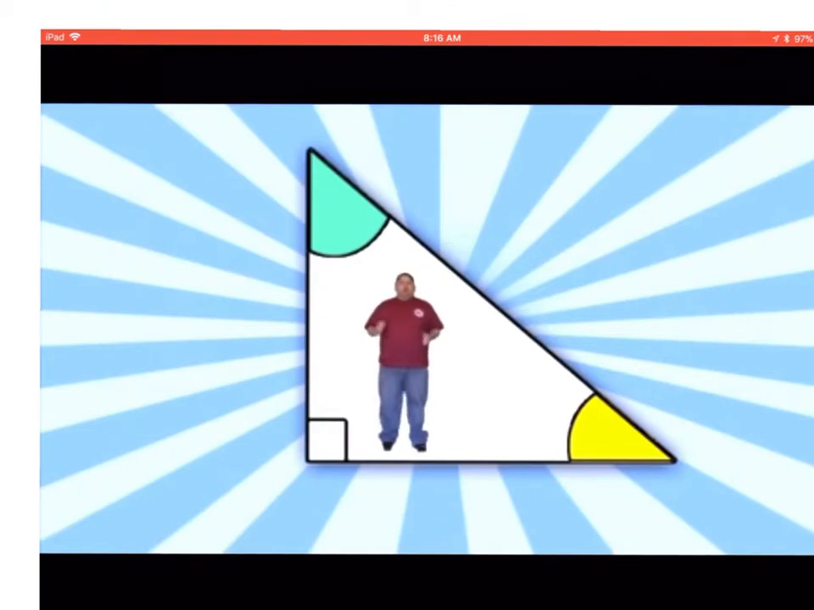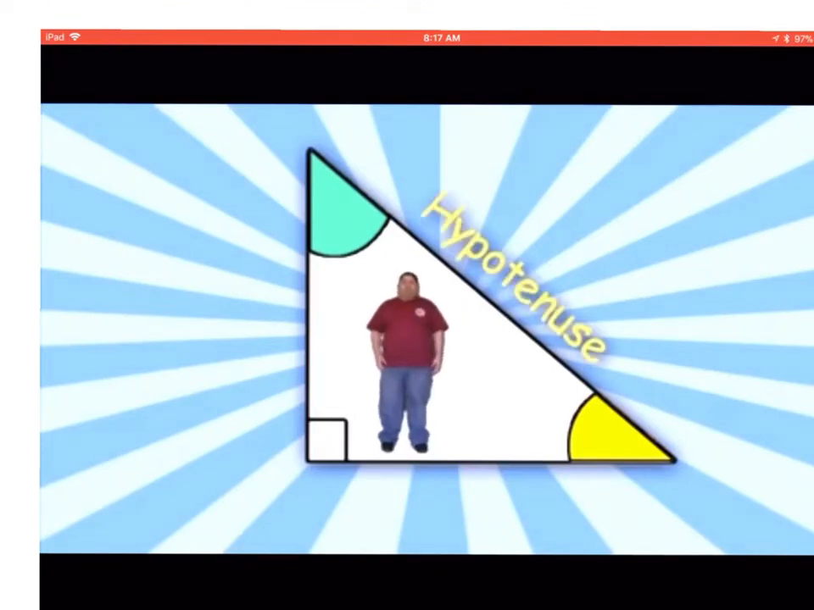A right triangle has one side that is longer than the other two. If you can't tell which side is longest just by looking at your right triangle, try doing this. Locate your 90-degree angle and look opposite. This side is the longest side of my right triangle. This side has a special name. It's called the hypotenuse. But what's important here is the hypotenuse is always the longest side, and it's always opposite the right angle.